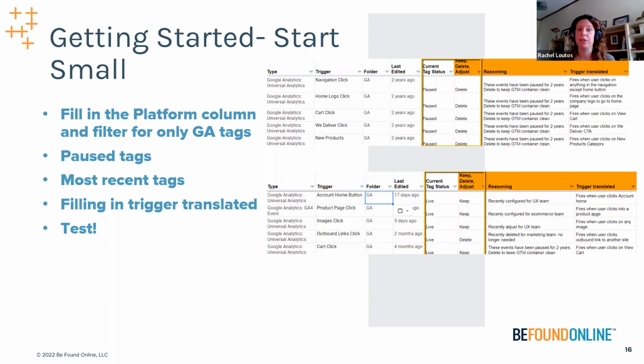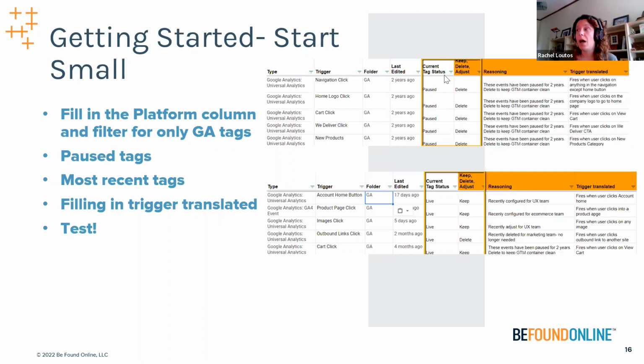Then I recommend filtering that current tag status column, this one here, for only paused tags. Any tag that's been paused for a good amount of time, I typically use the rule of 4+ months, can be labeled delete, or most likely can be labeled delete. The reason being, if you haven't needed that data in 4+ months, it's safe to say you probably don't need it anytime soon, or it's a really low priority and you can convert it at a later date.